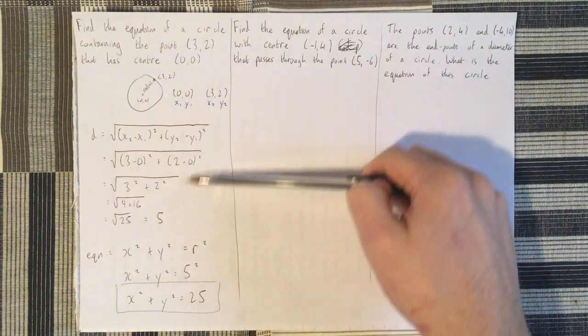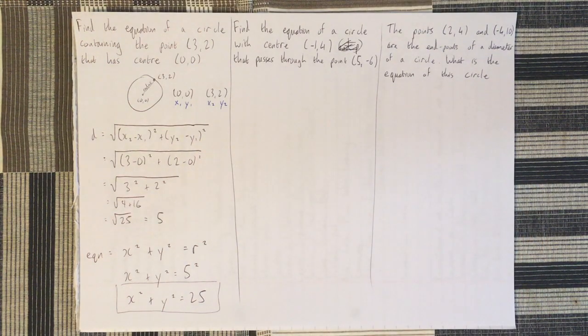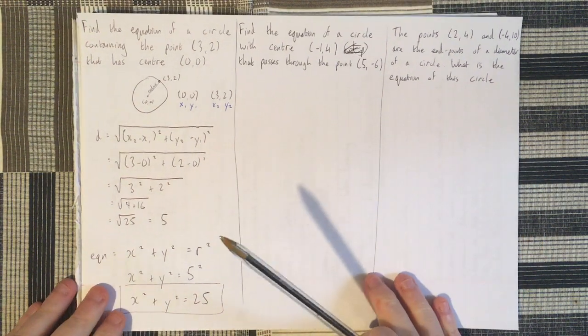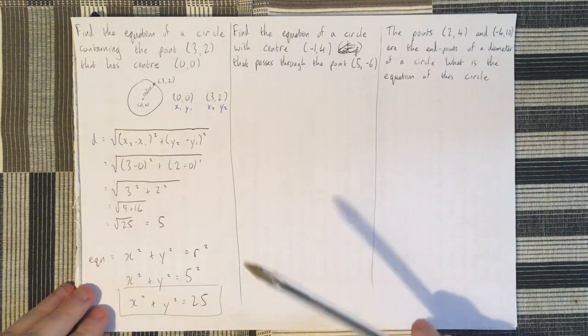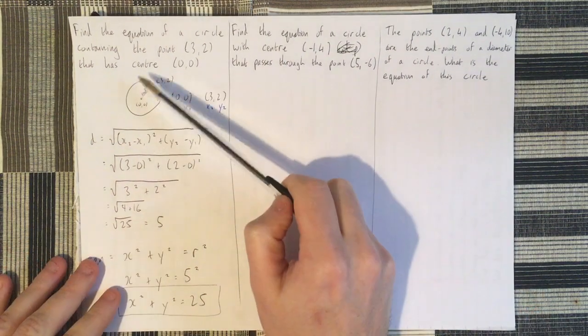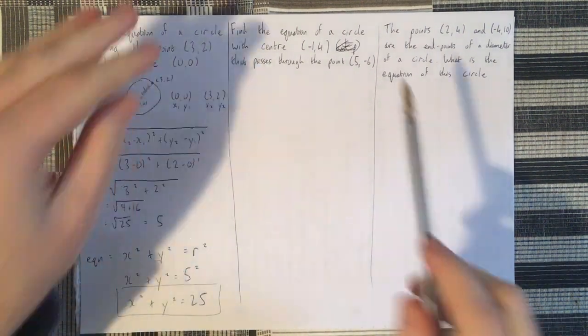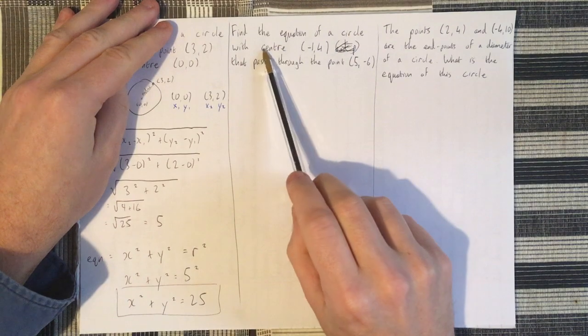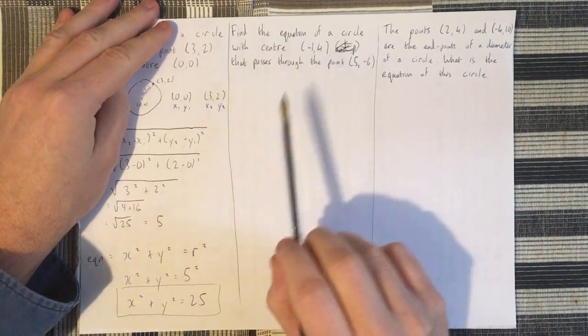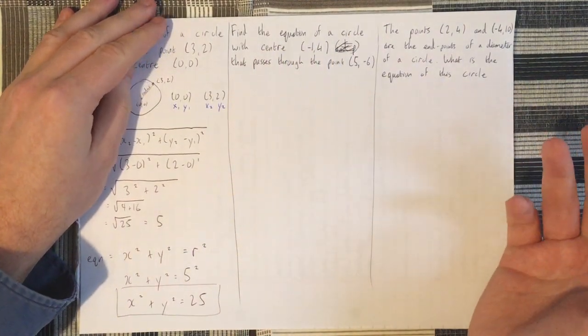Now I need to do that little bit more work to get the radius, okay? So if it's not obvious to you what you're being asked to do at the start of the question, maybe draw a quick sketch and then it might become that little bit clearer. All right, so next example then is very similar. Find the equation of a circle with center minus 1, 4 that passes through the point 5, minus 6.